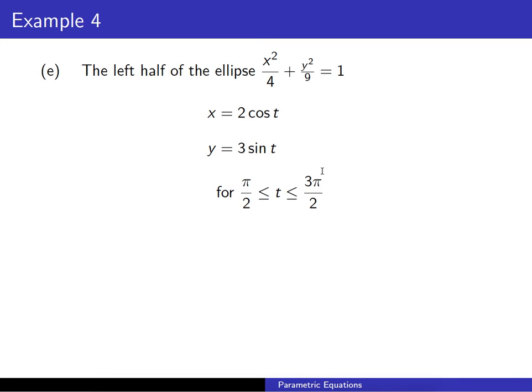So if we look at the y-axis as pi over 2 on top and 3 pi over 2 on the bottom, anything between pi over 2 and 3 pi over 2, between 90 and 270 degrees, will give us the left half of that ellipse. If we wanted the right half, we could do something like negative pi over 2 to positive pi over 2 to get the right half of the ellipse.